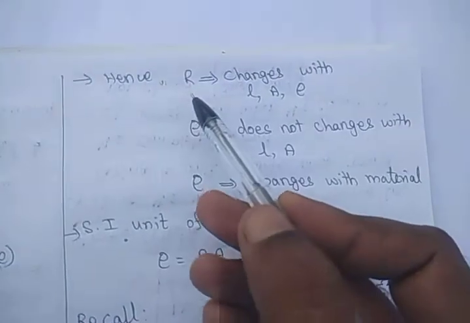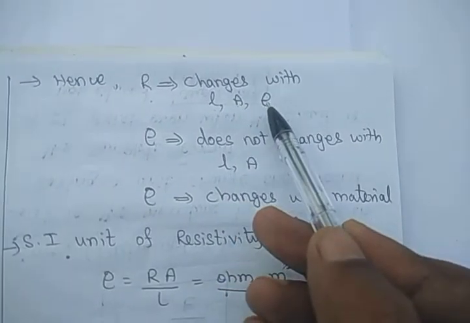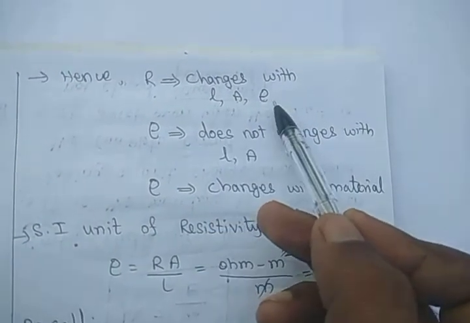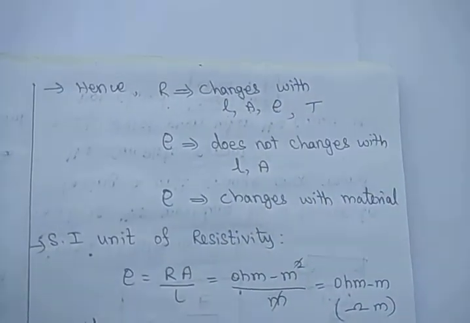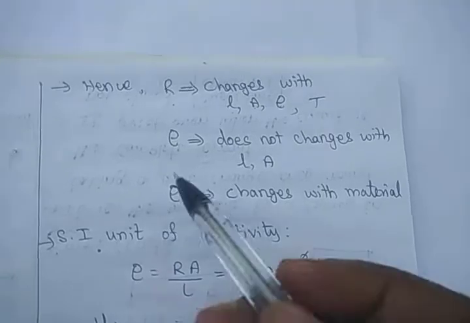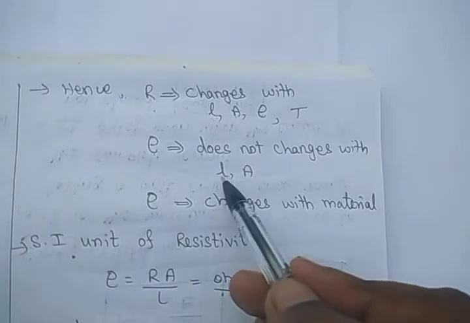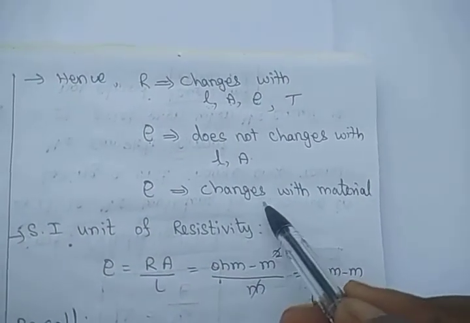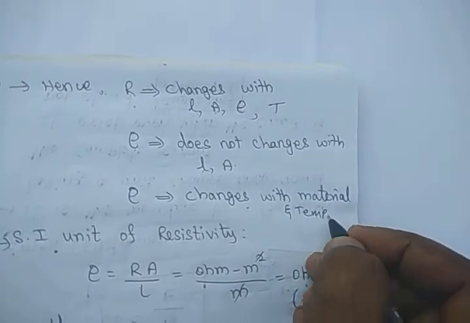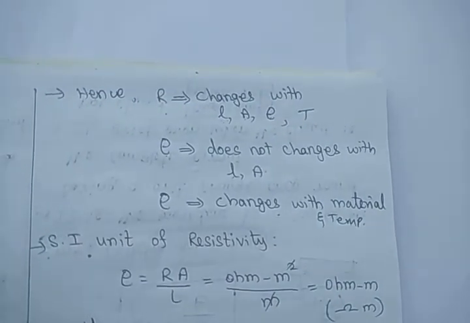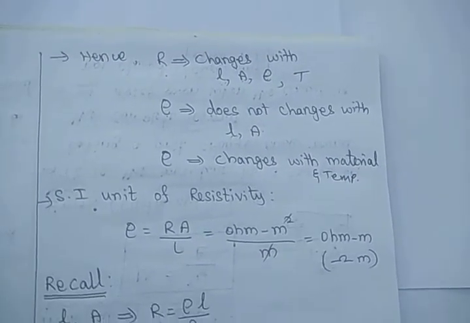Hence, the resistance changes with length, area of cross section and resistivity. When these 3 parameters, and even the temperature, change, what will happen? The resistance of the material will change. But the resistivity is material dependent. It does not change with the dimensions, length and area of cross section. It will change only with the material, and also with temperature. So it is very clear: resistance is dimension dependent and resistivity is material dependent.